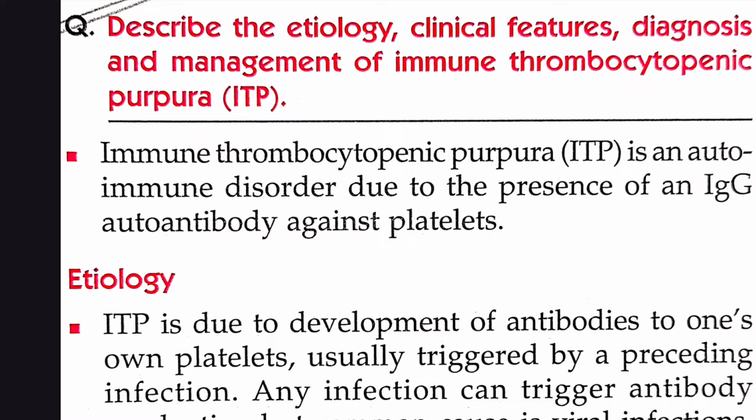Describe the etiology, clinical features, diagnosis, and management of immune thrombocytopenic purpura. Immune thrombocytopenic purpura is an autoimmune disorder due to the presence of an IgG autoantibody against platelets.